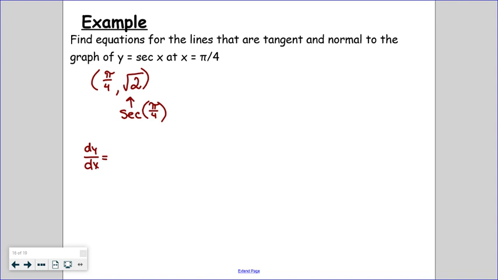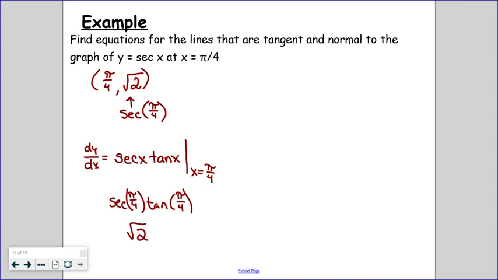Something we're going to have to practice, but the derivative of secant, remember? Secant tangent. Okay. Secant tangent, and we specifically want to know what that is when x equals pi over 4. So we're going to look at that at pi over 4. Secant of pi over 4 times tangent of pi over 4. We just talked about secant of pi over 4, right? Still square root of 2.